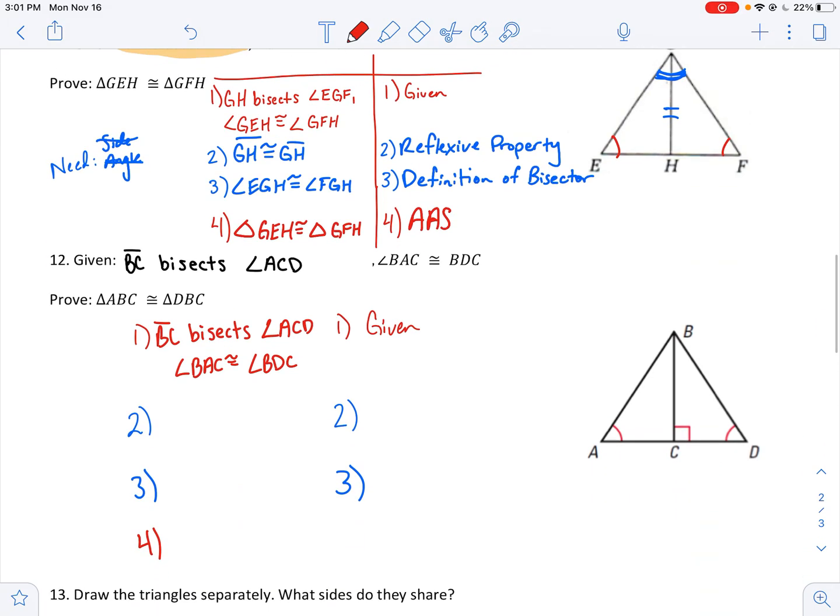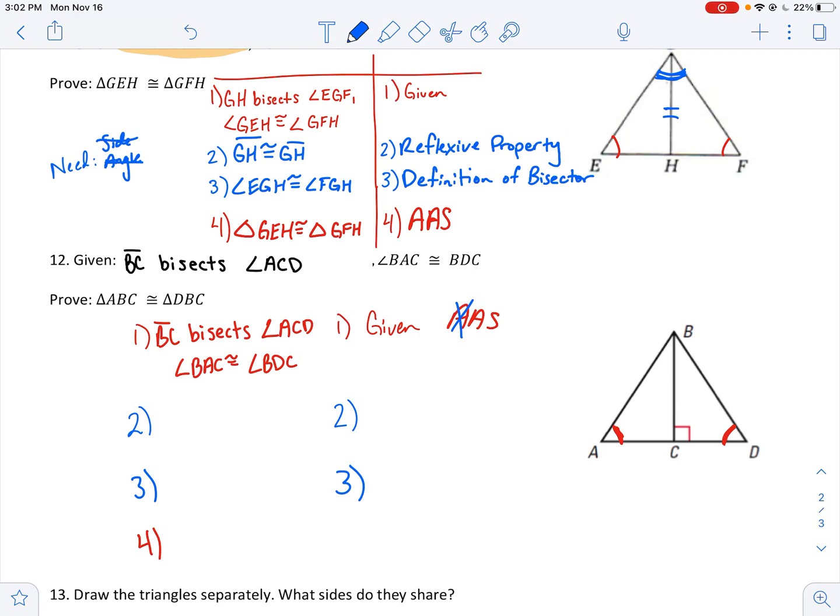So let's try the same thing down here. BC bisects angle ACD, and I have BAC is congruent to BDC. So I've got those angles marked in as congruent. I have BC bisects ACD, and I'm trying to prove this by angle side again. So let's see, what do I have? I have an angle down here. I have those two angles. Now I need an angle and I need a side.